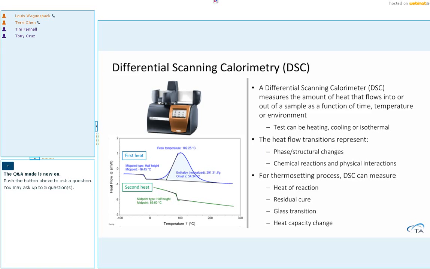First of all, I would like to discuss the use of differential scanning calorimetry, which people call DSC. DSC is a very popularly used thermal analysis instrument. It measures the amount of heat that flows into or out of a sample as a function of time, temperature, or in a certain environment. The heat flow transition can represent a chemical reaction such as curing, or a physical structural change such as crystallization or crystal melt. Specifically for studying thermoset curing, DSC can be used to measure the heat of reaction, estimate the percentage of curing, and measure glass transition and the heat capacity change.